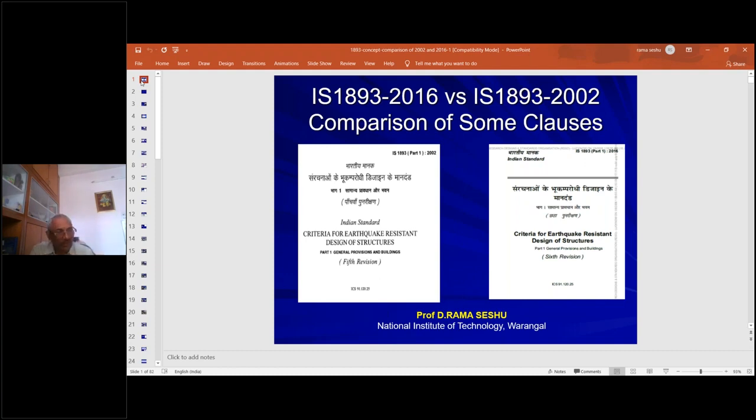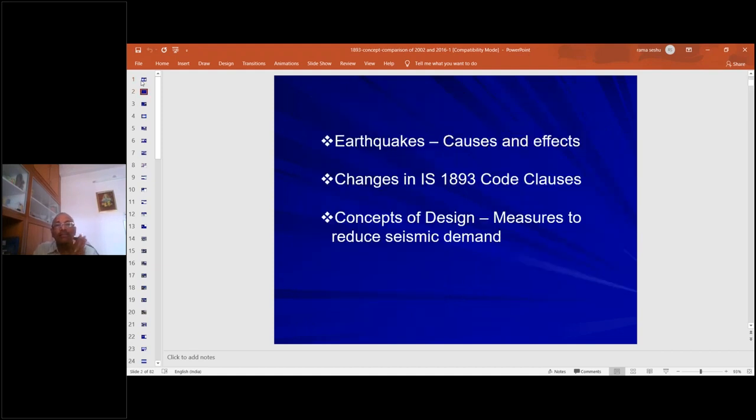Some topics may be repetitive for you because other presenters might have already presented this. But kindly bear with me for the completeness of the presentation. I am going to talk briefly about earthquakes and reducing the seismic demand on the structure. My presentation goes like this. Earthquakes: briefly, I'll discuss the causes and effects of these earthquakes and how to measure seismic intensity, seismic magnitudes, etc. This is followed by a discussion on the changes in the IS 1893 code clauses, and then the concepts of design, that is, what measures can be taken to reduce the seismic demand. These are the topics that I'm going to cover within the specified time.